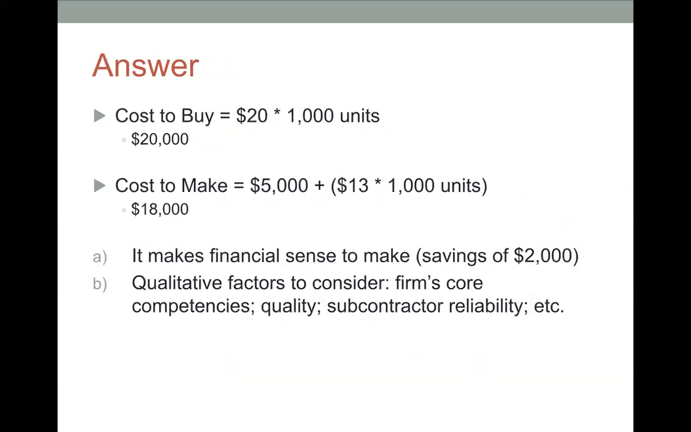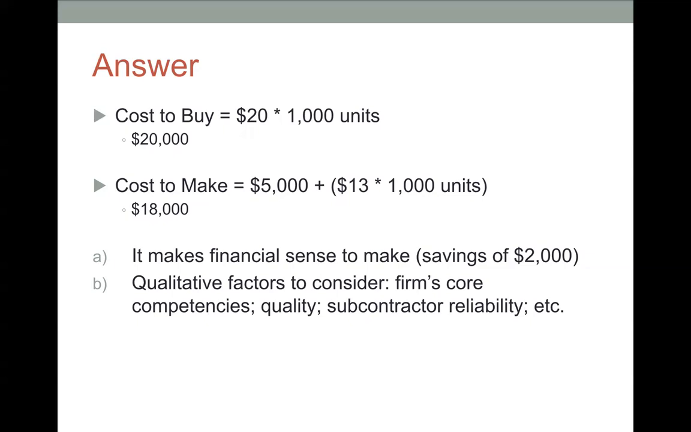All right, so checking your work. Cost to buy would be 20,000. We take the $20 selling price times 1,000 units I need. The cost to make is going to be our $5,000 fixed cost plus our $13 per unit variable cost, or direct cost as it's called as well, times our 1,000 units. So it's 18,000. It makes financial sense to make it on our own with that savings of 2,000.